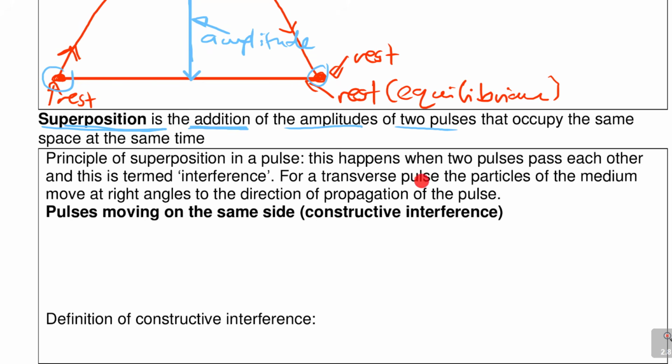Now, for a transverse pulse, the particles of the medium move at right angle to the direction of propagation of the pulse. So now I'm going to explain that part. Let me actually do that now. If we're talking about a transverse pulse, so we have got, for example, this is a line. Okay, let me start from here. When you're starting a pulse, let's say this is your hand here, and you're going to do a wave like a pulse, a single disturbance.